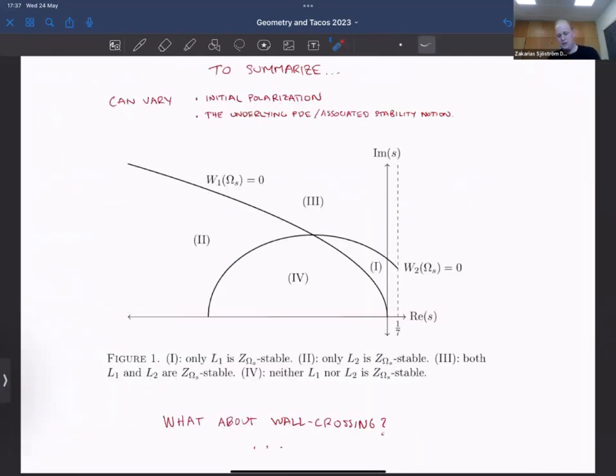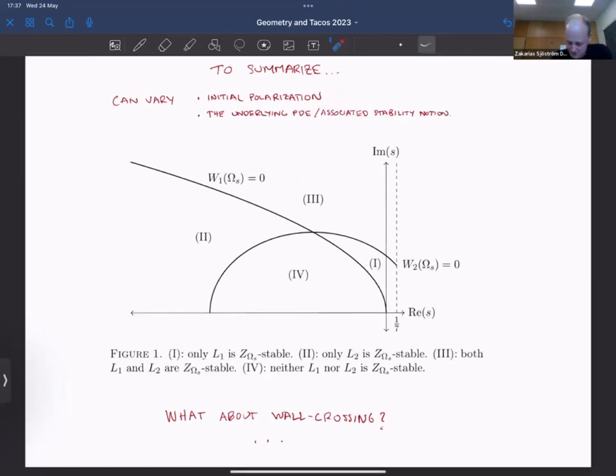Okay, so to summarize, we really vary multiple things, which might be confusing at first. We can vary the initial polarizations where we're trying to solve our equations, but we can also vary the underlying PDE, or the other side of the coin, the associated stability notion. In the picture that we had in the example, we fixed the initial polarizations and we varied the PDE. But I can also get a similar picture where I vary the initial polarizations instead.